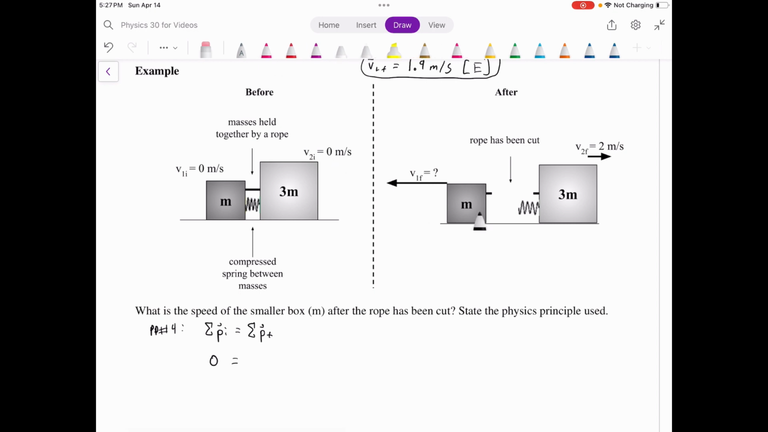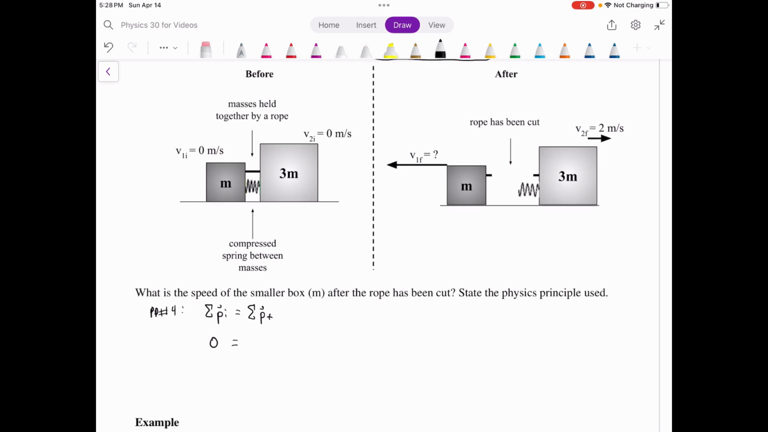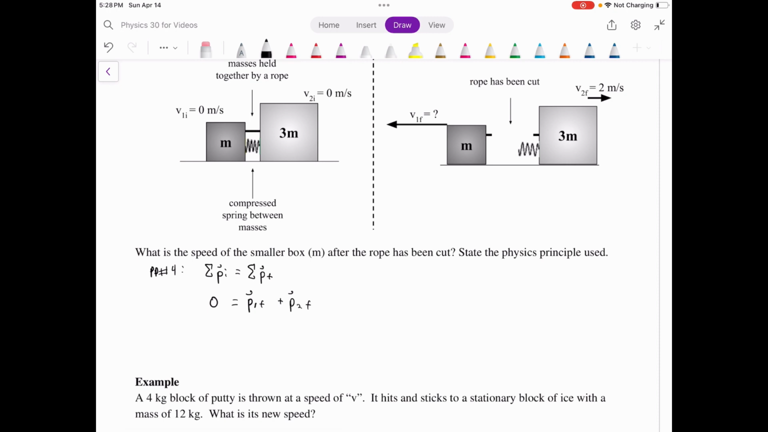Final has a little bit more going on. We've got an object moving to the right with a velocity of 2 meters per second, and an object moving to the left with a velocity unknown. That's actually what we're trying to figure out. But we have two objects, so we have two momentums to think about. The total final momentum means adding up all of the objects' momentum: momentum 1 final plus momentum 2 final. And those have to equal 0, because there was no momentum in the system initially.